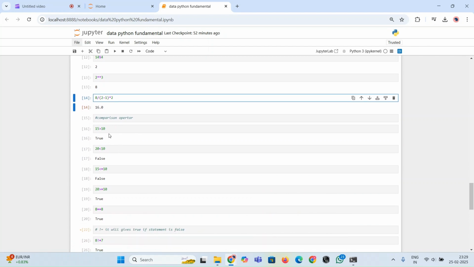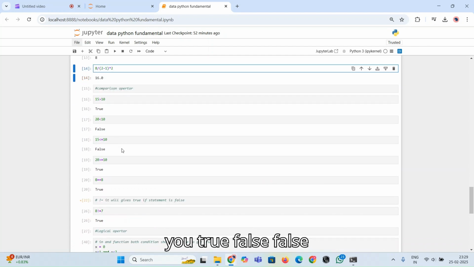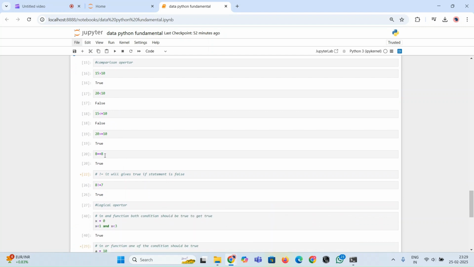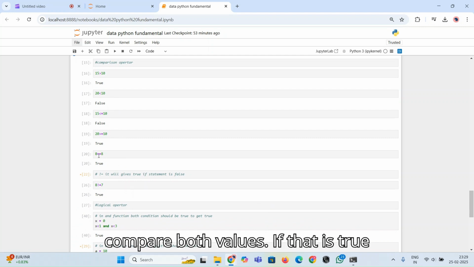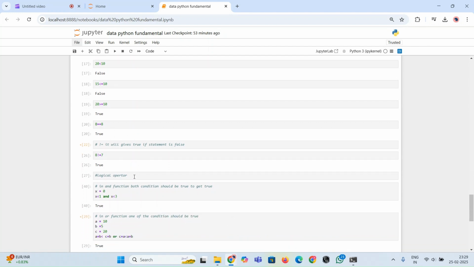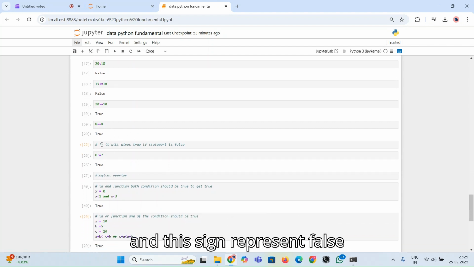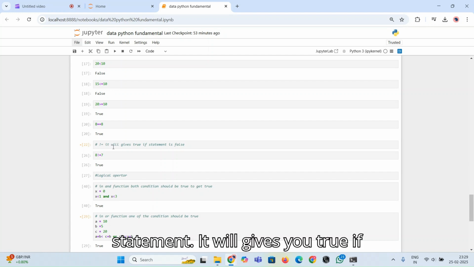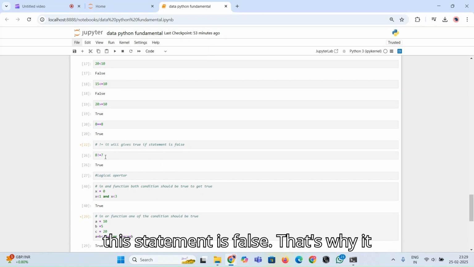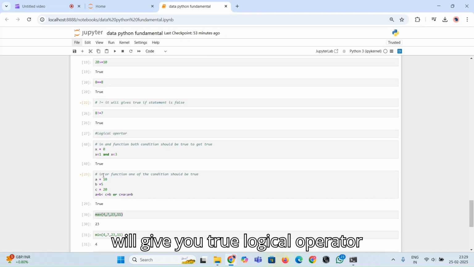Comparison operator, this statement is true, that's what gives you true. False, false, true. Double equal sign means true statement. If they compare both values, if that is true, then it will give you true. And this sign represents a false statement. It will give you true if the statement is false. Let's look here. This statement is false, that's why it will give you true.